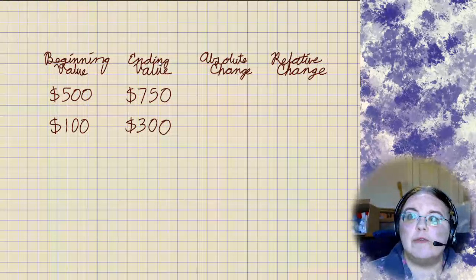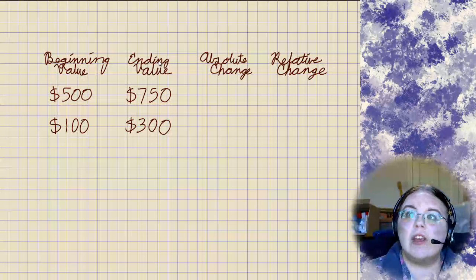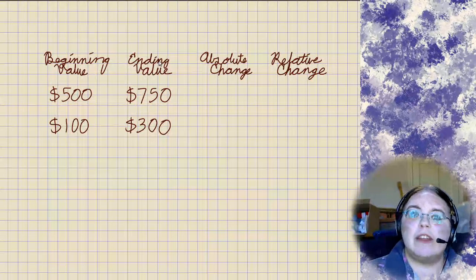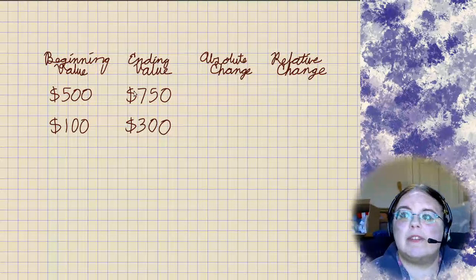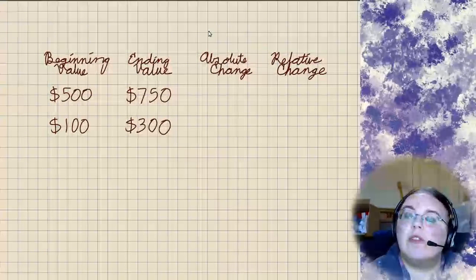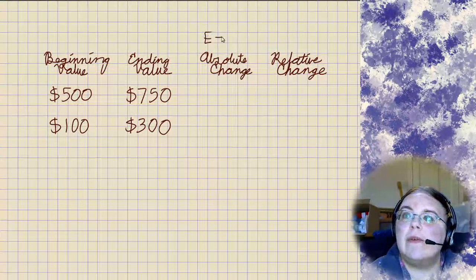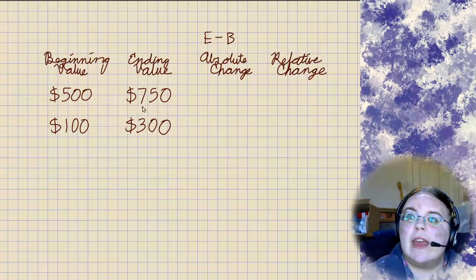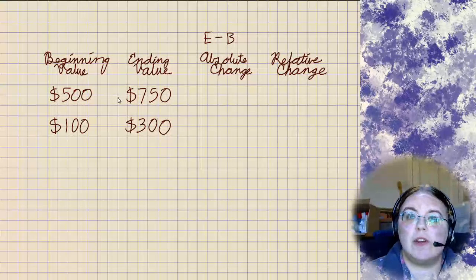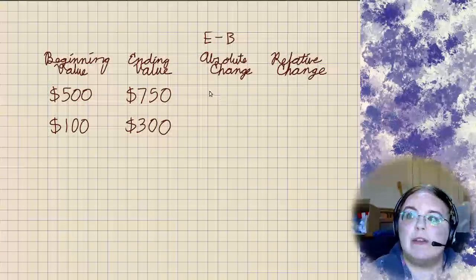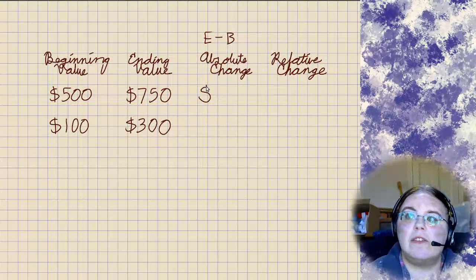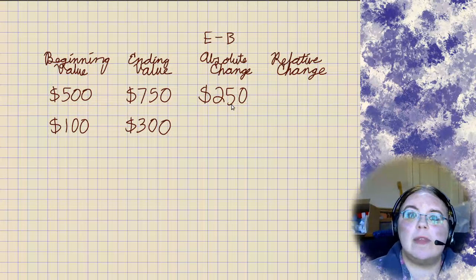So first, we often need to calculate the absolute change, which is just the amount of change in the same units in which the problem was given. In this case, it will be dollars. So the way we'll calculate that will be the ending value minus the beginning value. The ending value here was $750. So that's what their shares are worth after a while. But their beginning value was $500. So we'll do 750 minus 500, and we'll find out that their absolute change in the value of those shares was $250. We can do the same thing for the other investment.